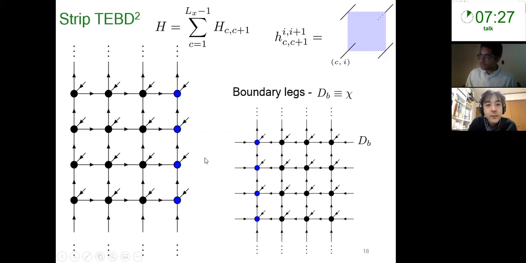So this is just a technical detail, but we expect that as we cool to the ground state, the presence of these additional legs isn't really going to matter that much because the ground state is a pure state and should be able to be represented with dB equals 1.